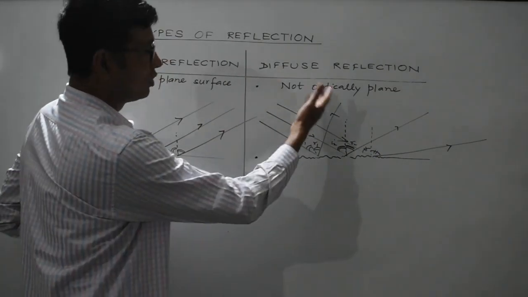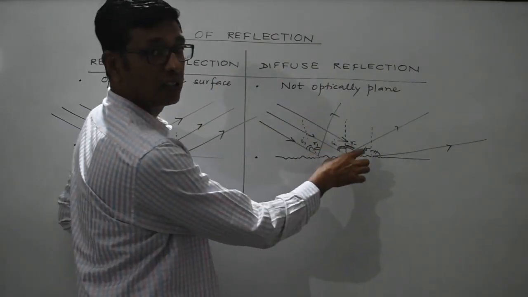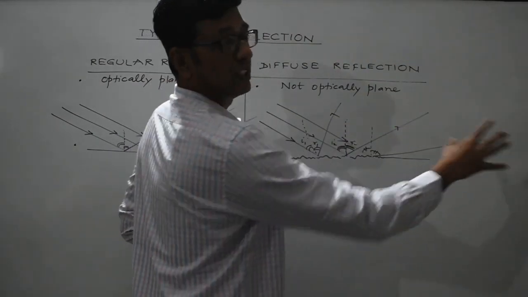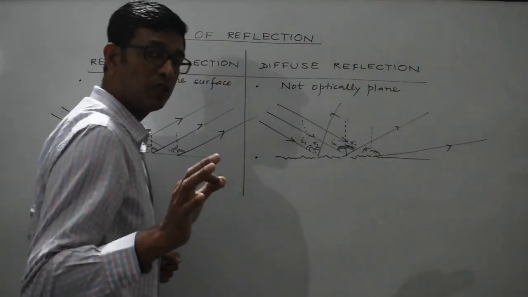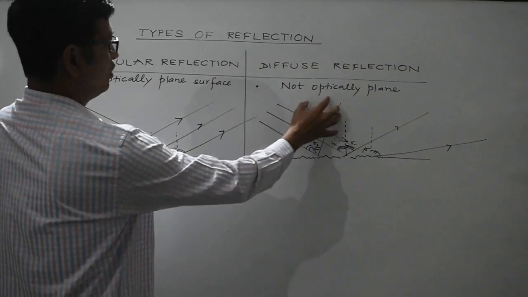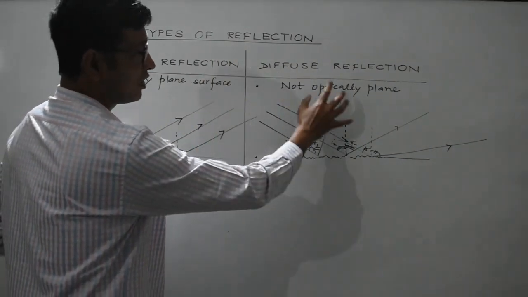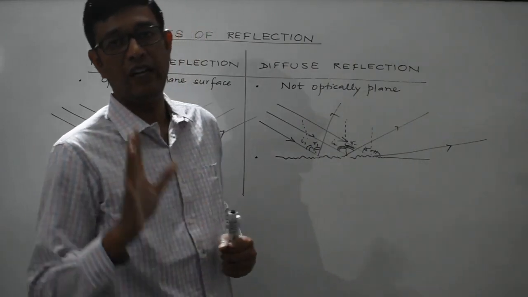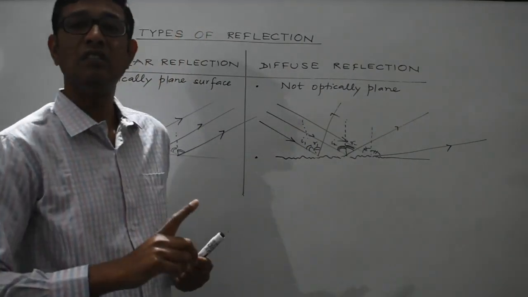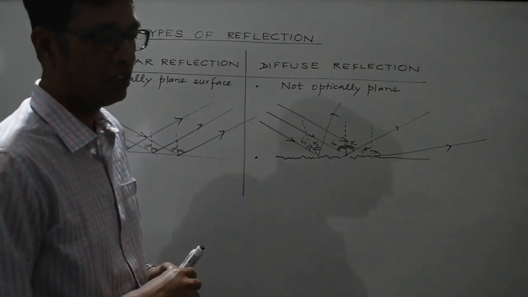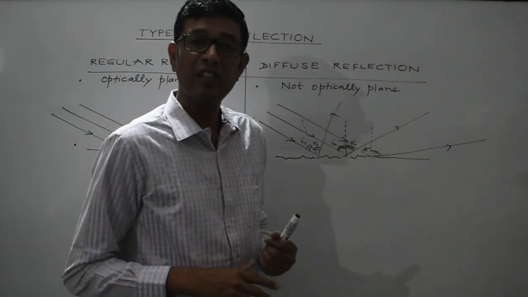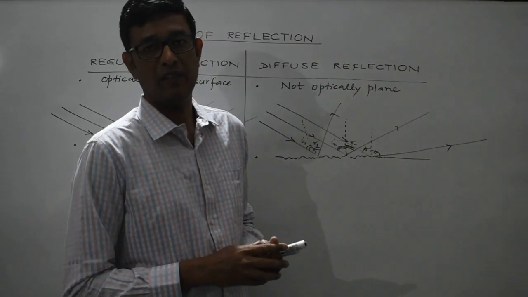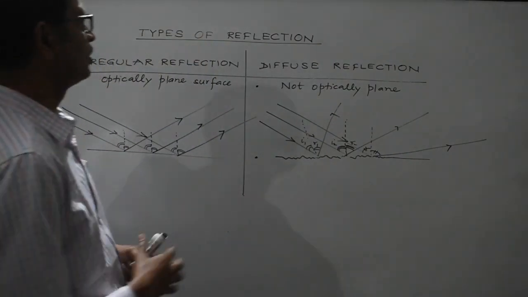In the case of diffuse reflection, when a parallel beam of light is incident over it, the rays get reflected in virtually every direction. But the point to be noted is that in both scenarios, whether you are dealing with regular reflection or diffuse reflection, the laws of reflection are valid. That is, the angle of incidence would always be equal to the angle of reflection. Also, the incident ray, the reflected ray and the normal all lie in the same plane. Right?